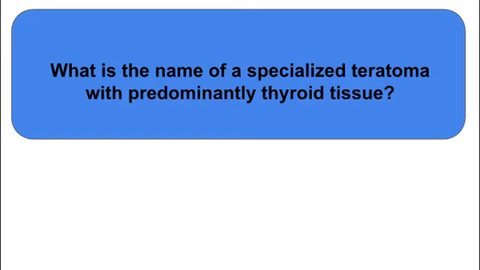What is the name of a specialized teratoma with predominantly thyroid tissue? Struma ovarii. Papillary thyroid carcinoma can arise from struma ovarii.